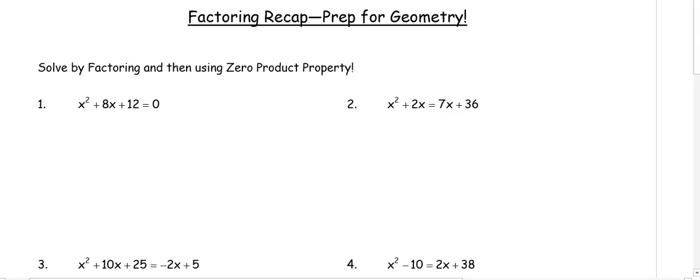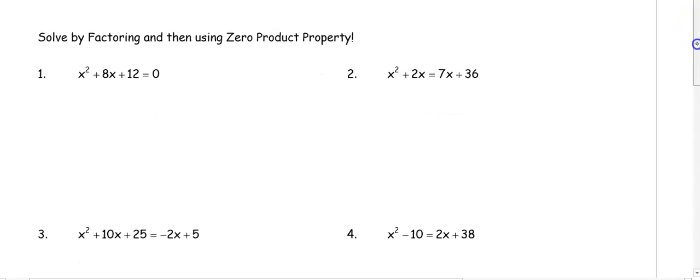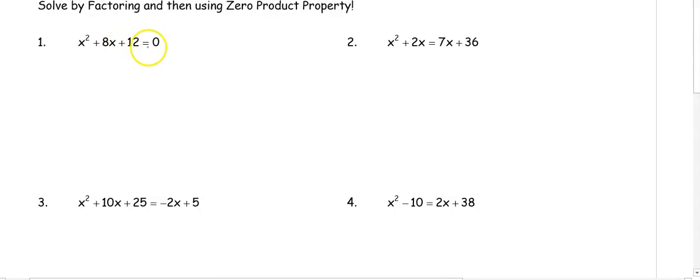This video is a factoring recap, which is a skill you will use in geometry next year. So we're going to solve by factoring and then using zero product property. In order to factor, we need to have the equation equal to 0, which it is. So now we are going to see what are two numbers that multiply to 12 and add to 8.